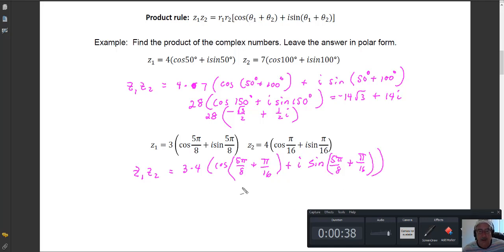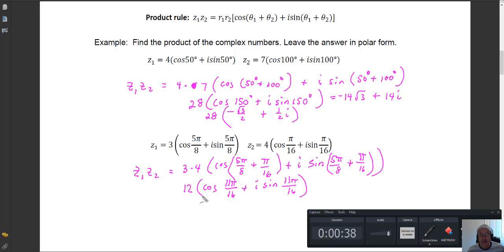All right, so the final answer here would be 12 times the cosine of 5 pi over 8. Now, if we change this to 16ths, this would be 10 pi over 16, plus pi over 16 would be 11 pi over 16, plus i sine 11 pi over 16. All right, so this would be left in polar form. But I tell you what, I want y'all to pause and use your calculators and write this in rectangular form for me. Now notice this is not a unit circle angle as we know and love, and we used and got this exact answer up here. So we're going to have to approximate this one.